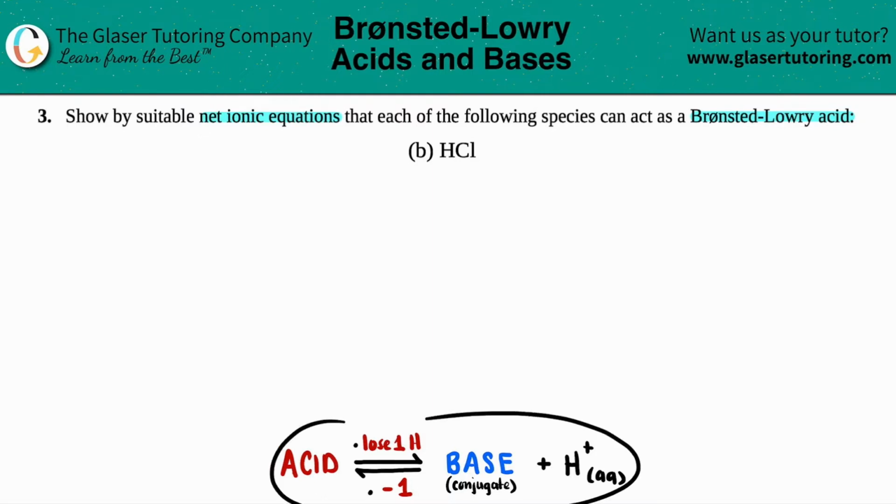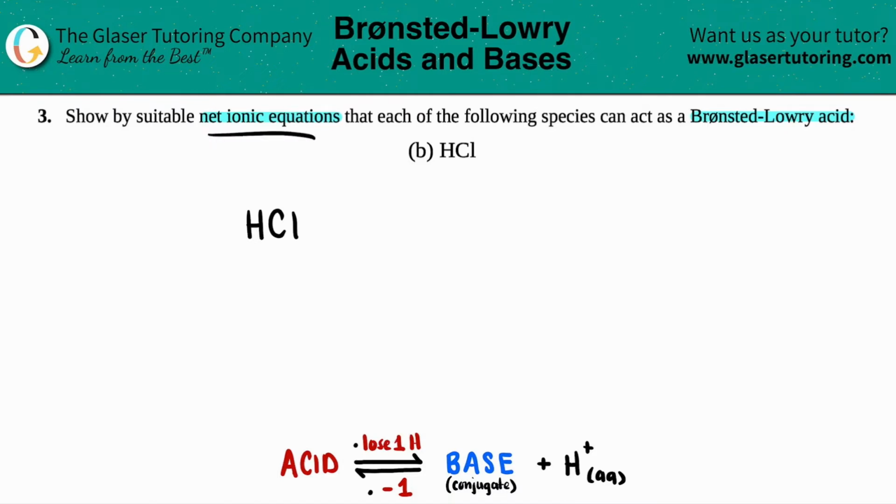So I wrote down here a little trick for you guys, describing what they want. Now, in this case, if we're acting as a Bronsted-Lowry acid, Bronsted-Lowry are just the two scientists that invented this idea about acids and bases and what they do. So if you're starting off as an acid, the acid has to go on the left-hand side. So in this case, they told us that HCl was the acid.